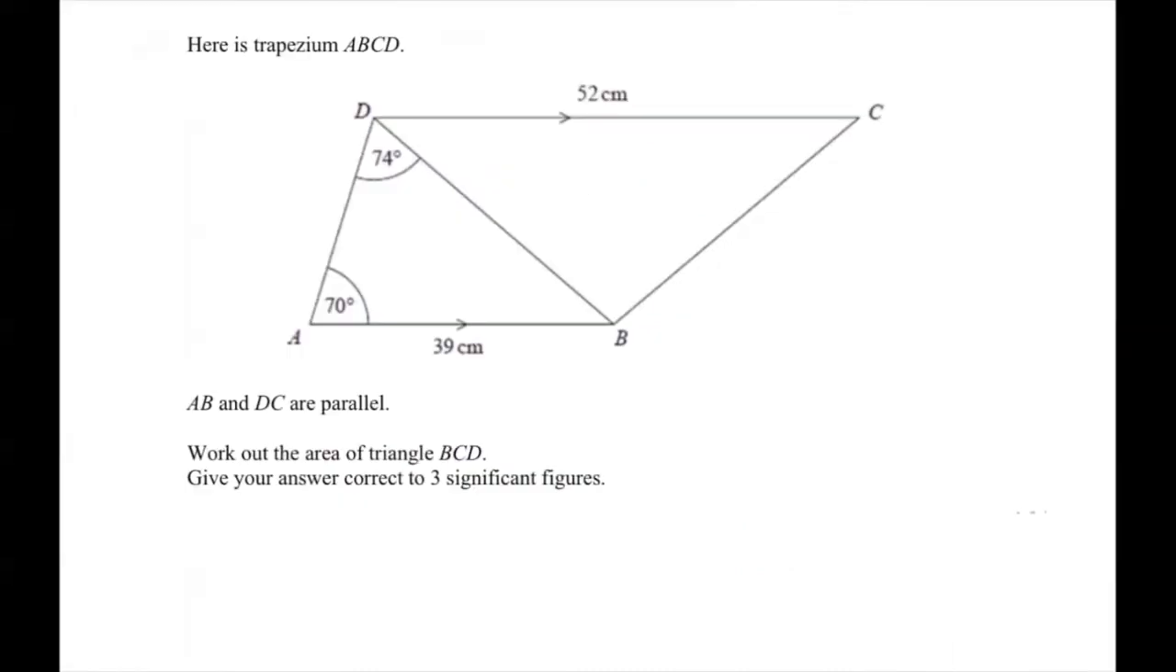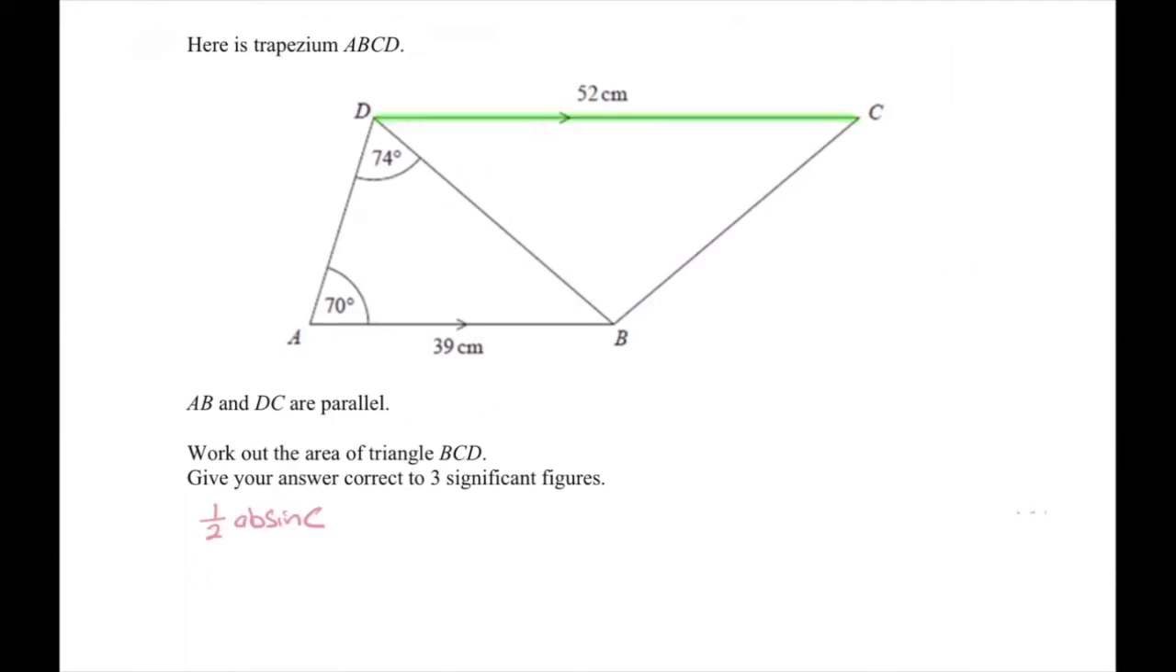Okay, our last question. We've got to work out the area of the triangle BCD. Now, I know from the formula sheet that the area of a triangle is a half AB sine C. So I'm going to write that down and think about what that means. I'm going to need 2 edges and an angle. At the moment, I only have the one edge, 52 centimeters.